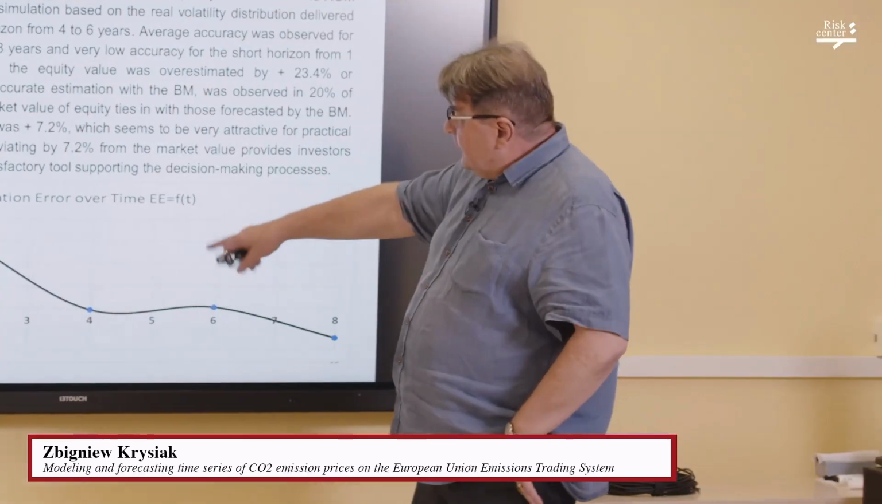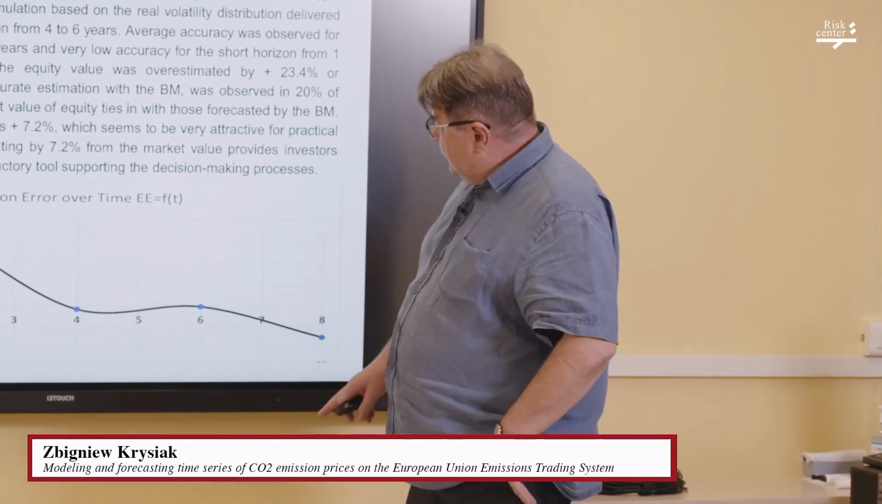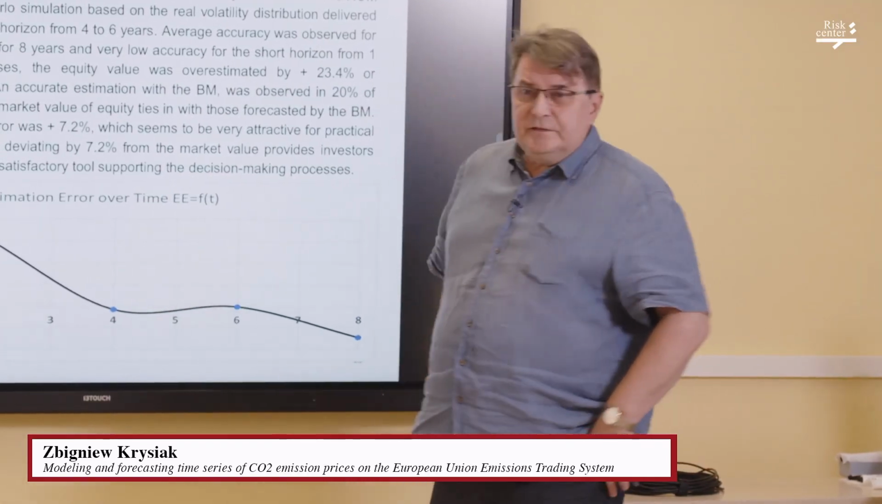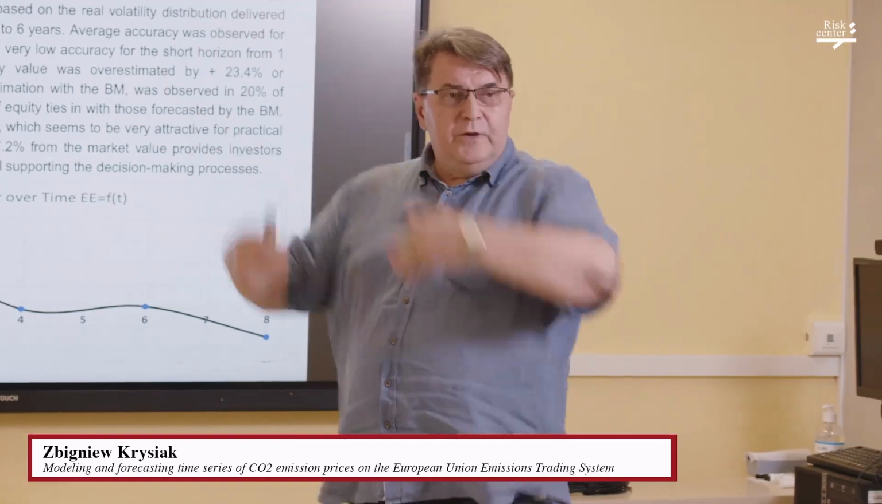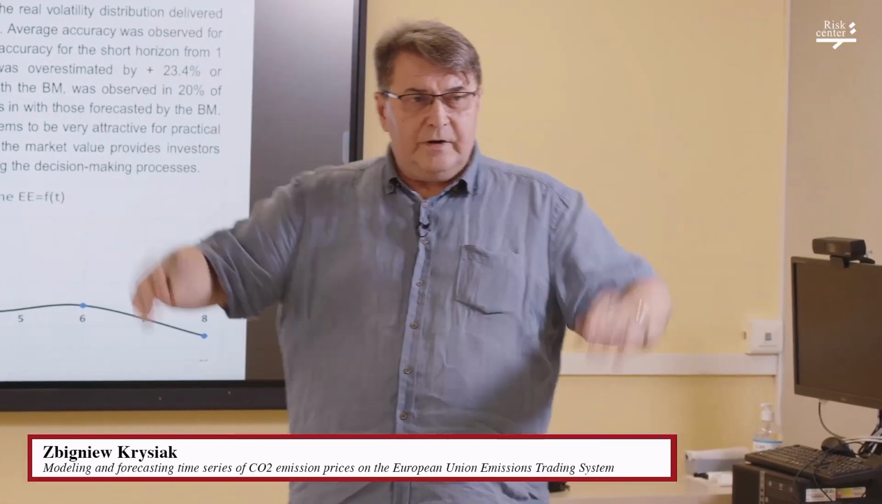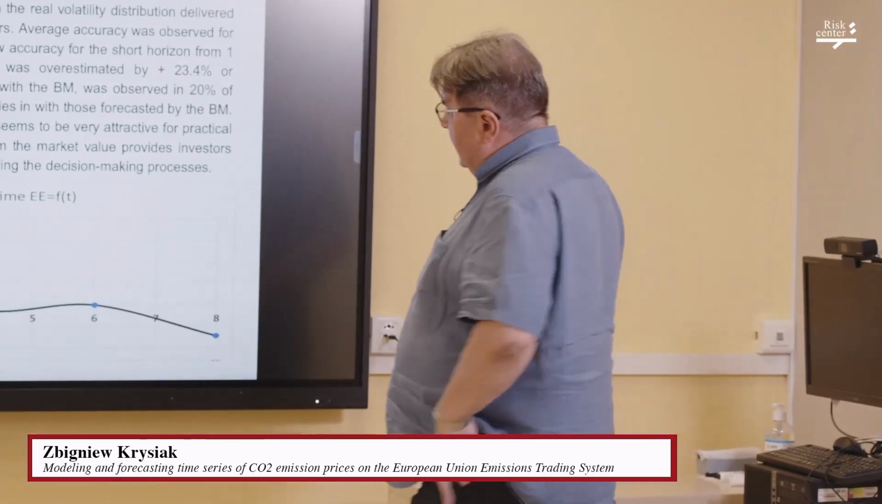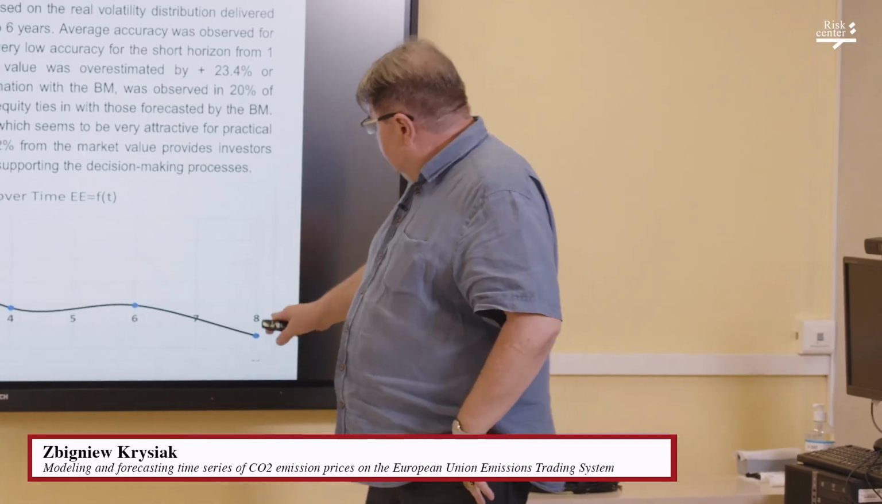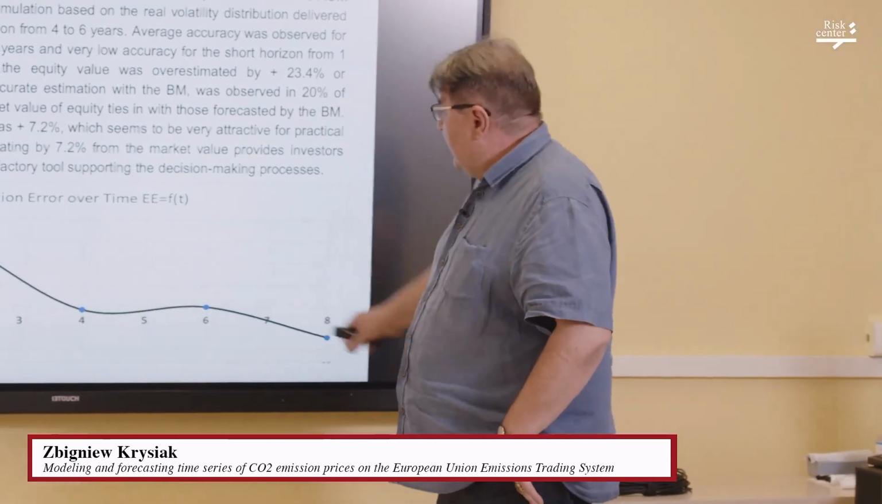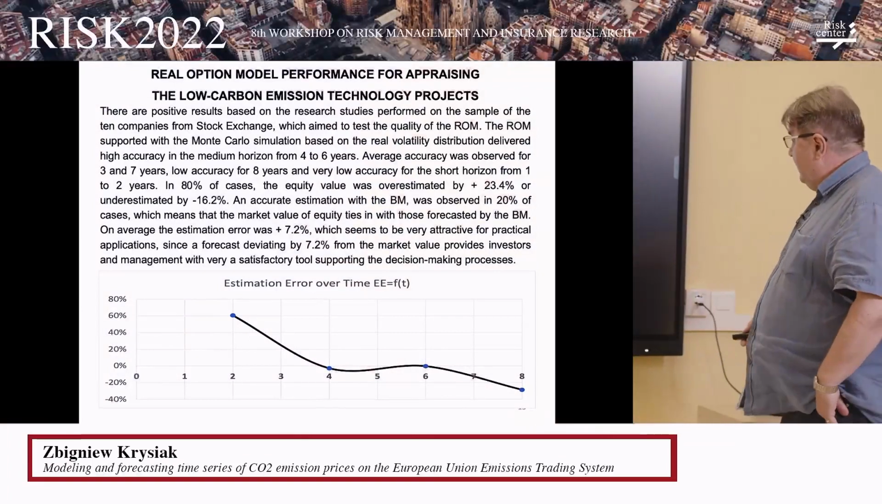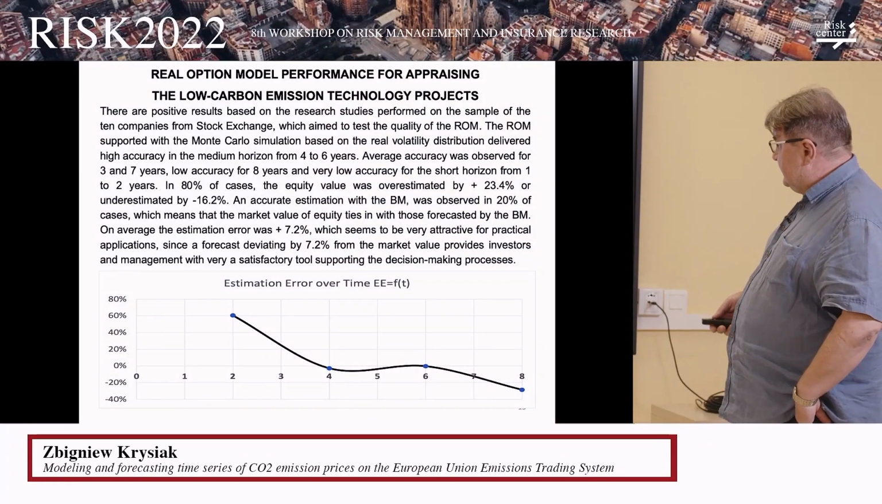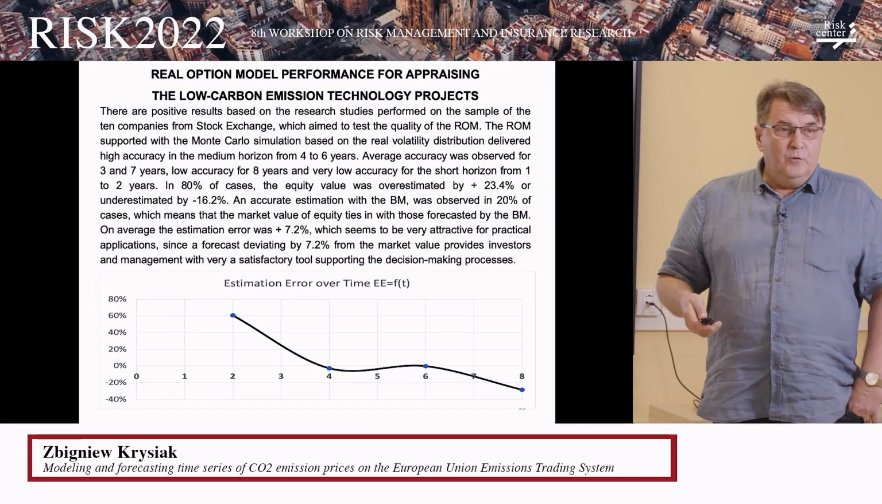So look, in that backtesting you see these differences between the real value on the market and the value arriving from the model. So as you see, in that horizon from basically 4 to 8 years, you have a reasonable error.